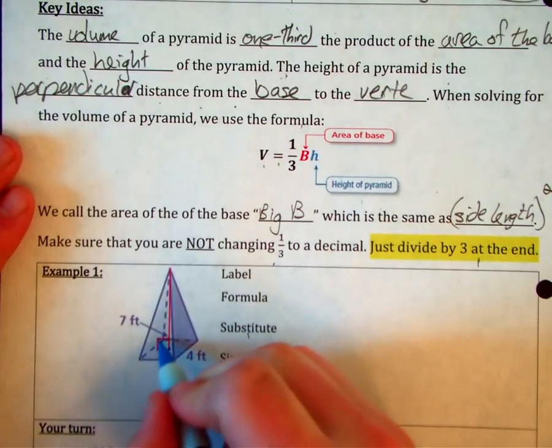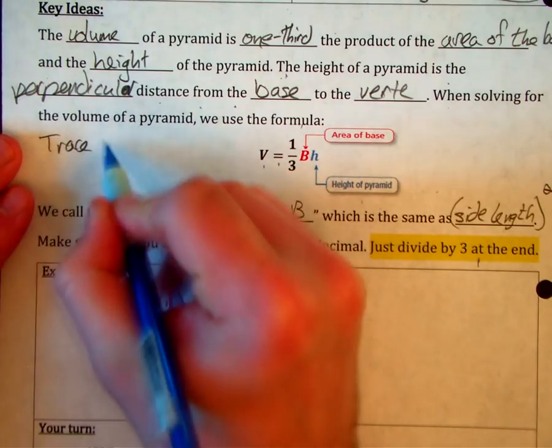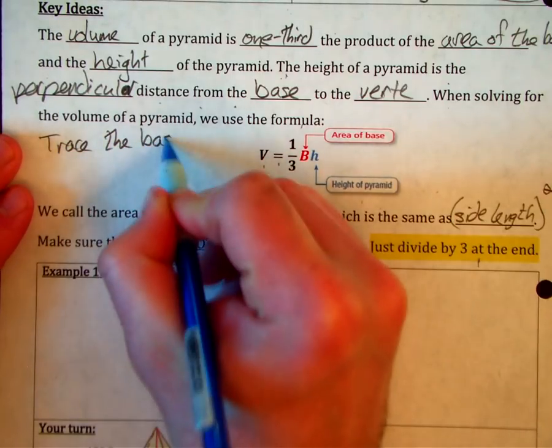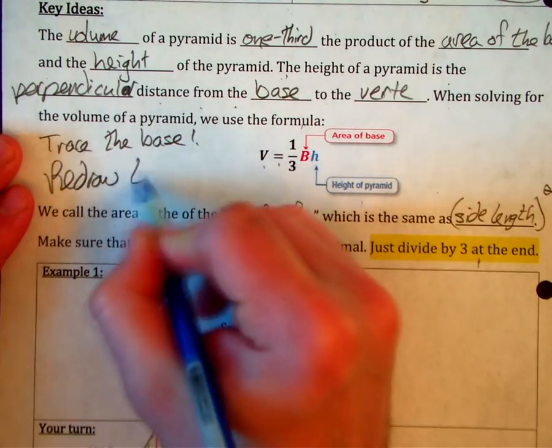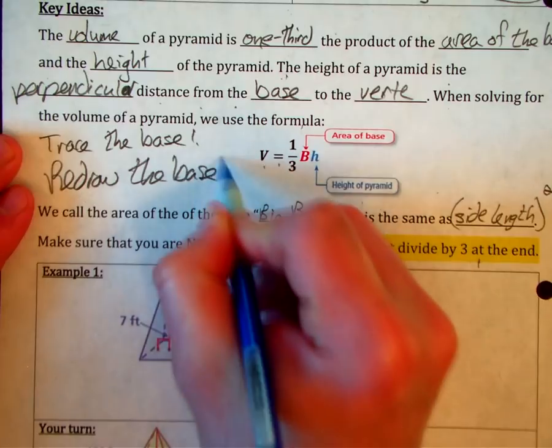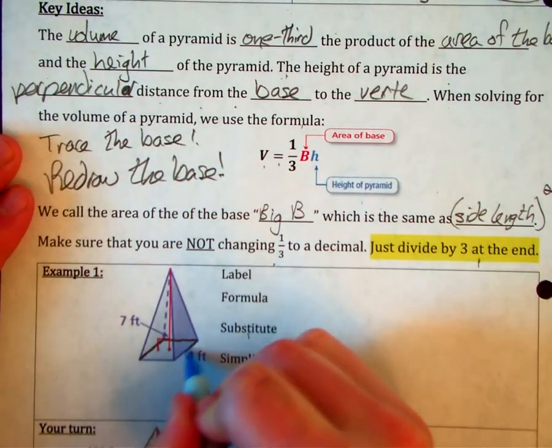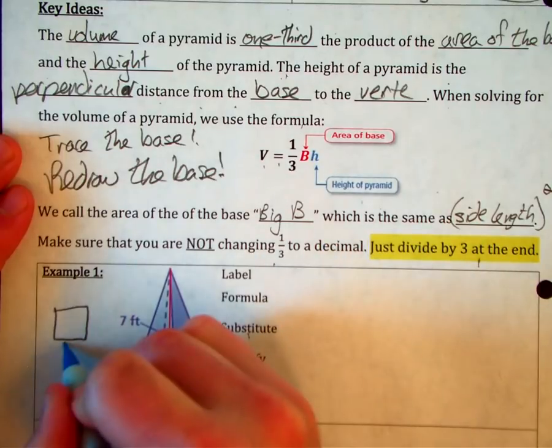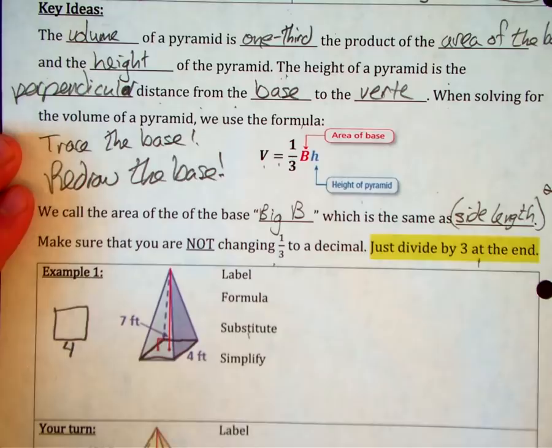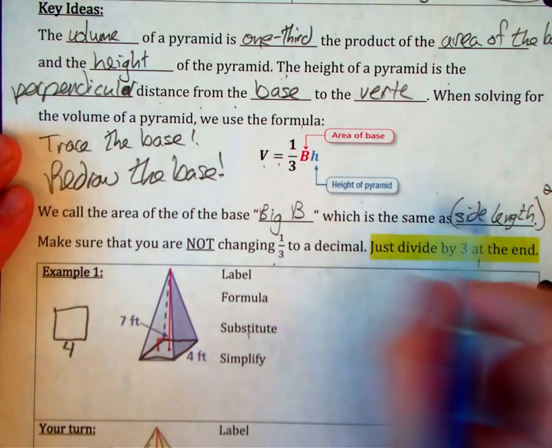And so, again, like the front, trace the base, redraw the base. So now we're tracing over directly that base. We have a square base, perfectly drawn. One of those side lengths is 4. And so what do we need for this? Well, we don't need the perimeter of the base, but we do need the area of the base.